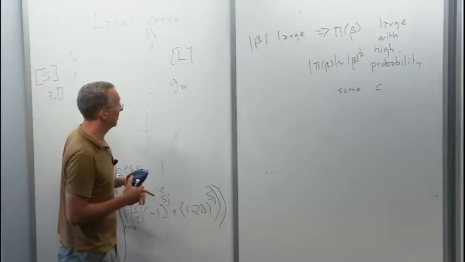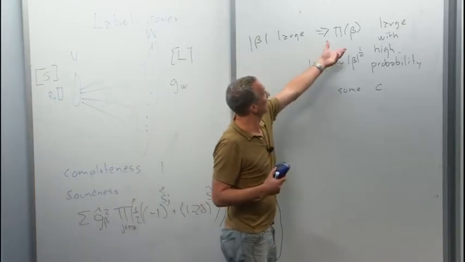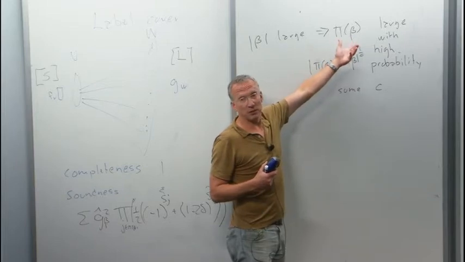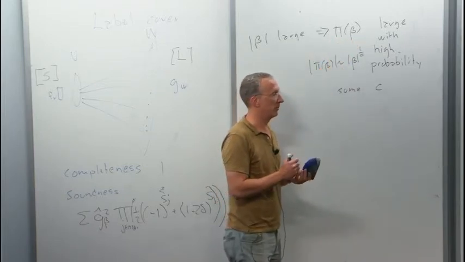Let's take a fixed point here and be happy just to do the expectation when we pick a random neighbor. So we pick the expectation over a random neighbor, and the point is that you can prove that if the size of beta is large, then in fact the projection won't be that small on average. In fact, you can show it's some power of the size of beta.